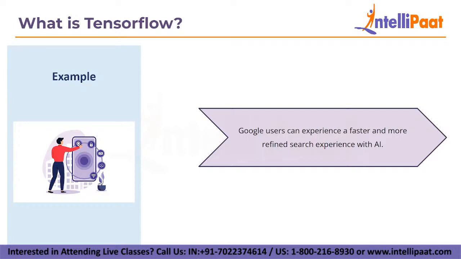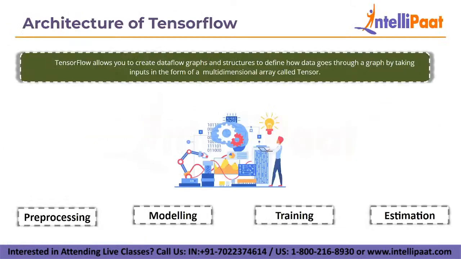Now let's discuss the architecture for TensorFlow. TensorFlow allows you to create data flow graphs and structures to define how the data goes through a graph by taking inputs in the form of a multi-dimensional array called a tensor. It enables you to create a flowchart of operations that may be performed on these inputs, which go in at one end and return as an output at the other. TensorFlow architecture is divided into the following parts: data preprocessing, creating the model, training the model, and estimating the model.